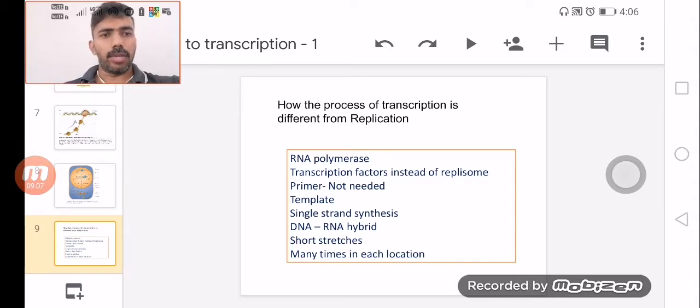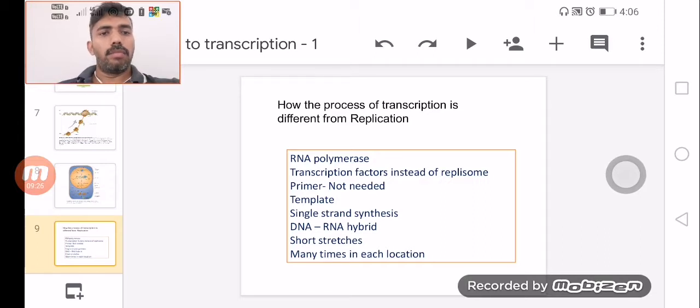Then there is single strand synthesis. In transcription, there is a DNA-RNA hybrid formation. Usually short stretches of genes are synthesized during transcription, unlike the very elongated molecule of DNA in replication.